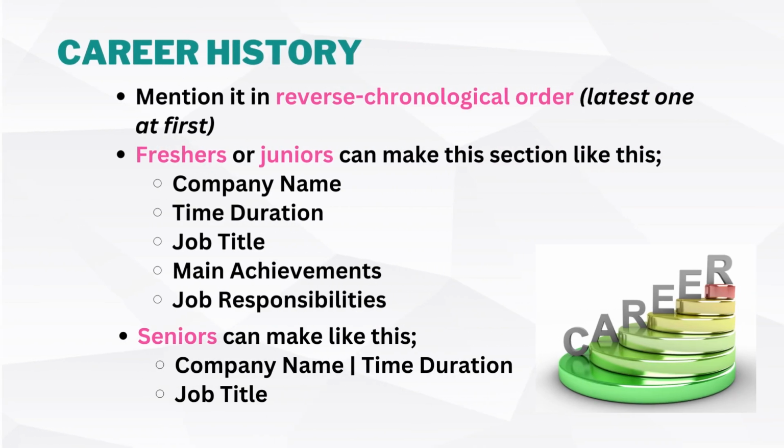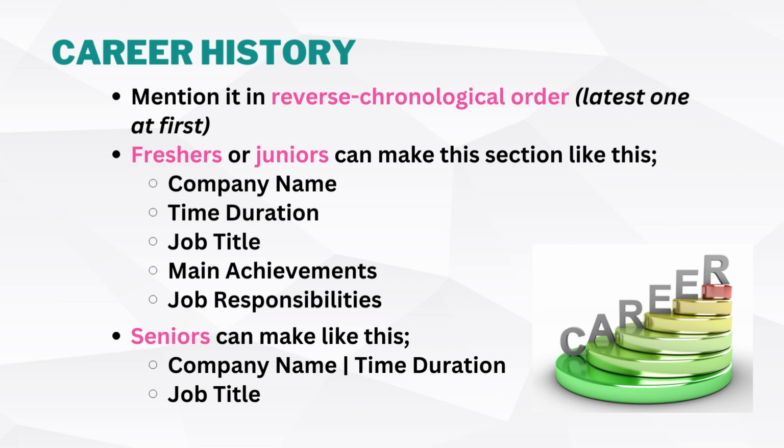The next section is career history, which is a very important part of the resume. The current and other jobs which you have done already will be mentioned here in reverse chronological form, meaning the latest one will be the first one. The fresher or junior will mention company name, time duration, job title, achievements, job responsibilities. Senior professionals will mention company name with time duration or job title.